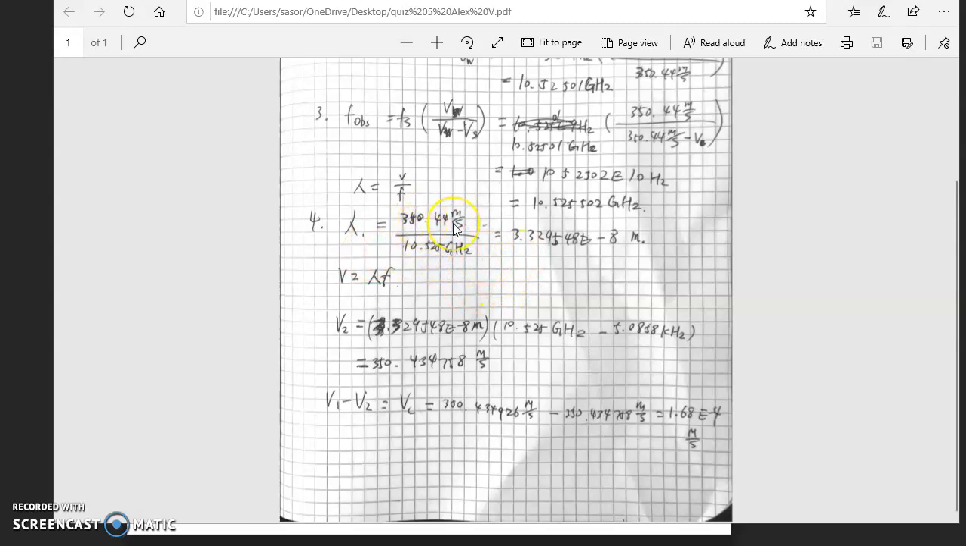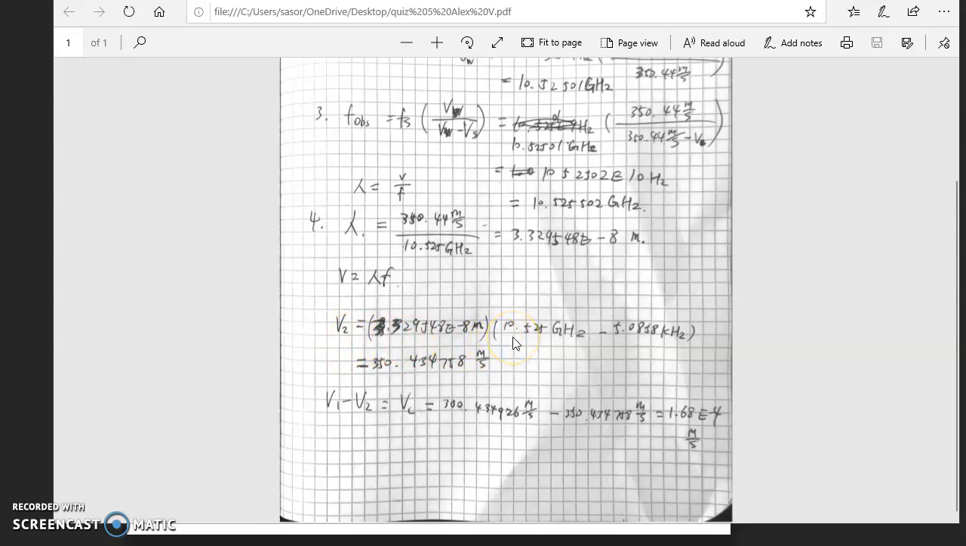We know v1, which is the speed of sound at 33 degrees Celsius. We know the original frequency, which is 10.525 gigahertz. We can find the lambda, the wavelength. From here, you can use the wavelength in this equation to find v2.